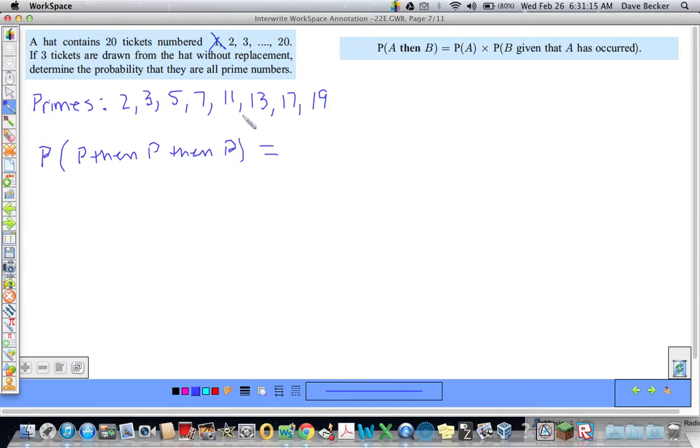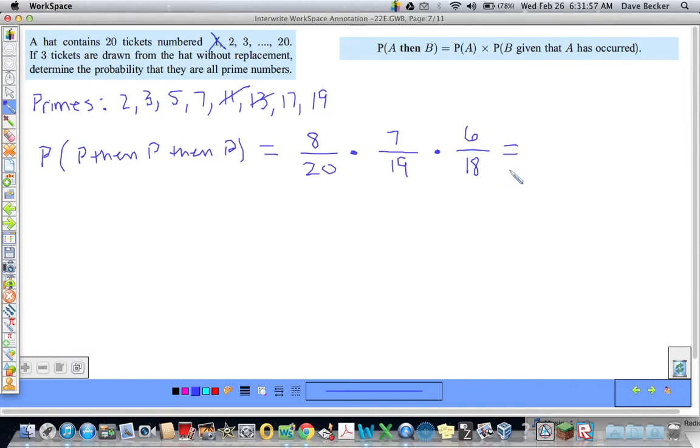dependent. So the first would be, there's 8 primes out of 20, so it's 8 out of 20, times, I am not replacing, so that means my total goes to 19. And one of these primes has been drawn. I have to assume that. Doesn't matter which one. Let's say it's the 11. Gone. That means there's only 7 primes left. And now the third one. So now the total in the hat is 18. Another prime is gone. Doesn't matter which one. And I'm left with 6.